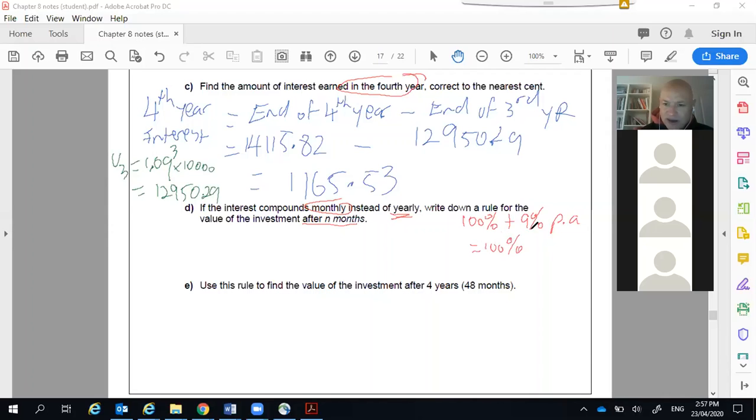So we're going to go 100%. You could just write 1. You don't have to keep writing the 100%. 9 divided by 12% per month. Now 9 divided by 12, of course, is 0.75, 3/4. So this is going to be 1 plus 0.75 divided by 100, because 9 divided by 12 is 0.75. Then we got the percentage. So when we work that out, we're going to get 1.0075. Any questions how I got that one?